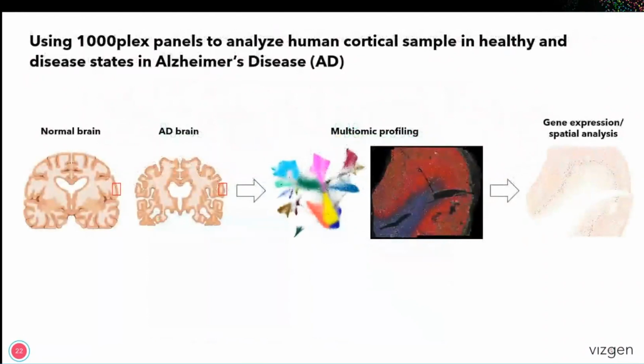Next, I'm going to present the data generated from human brain with the 1000-plex gene panel. In this work, I performed multi-omic profiling of cortical slices from both normal people and AD patients, aiming to identify cellular and molecular changes associated with AD pathogenesis.